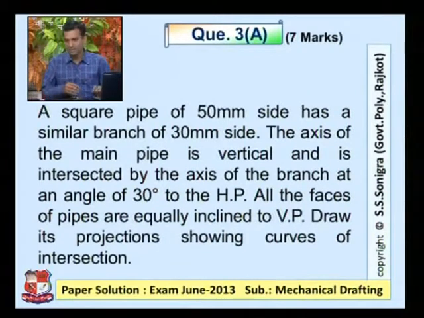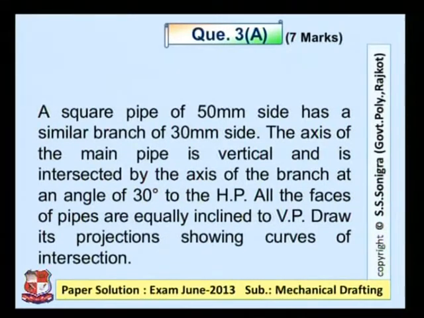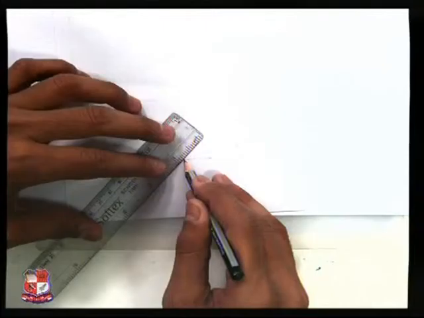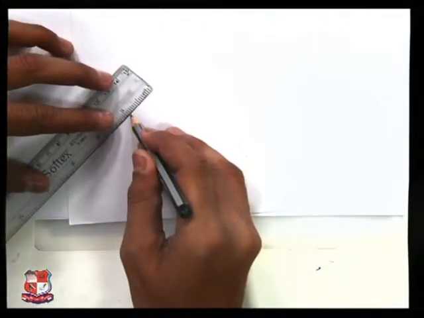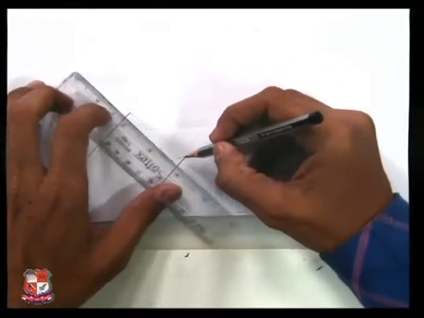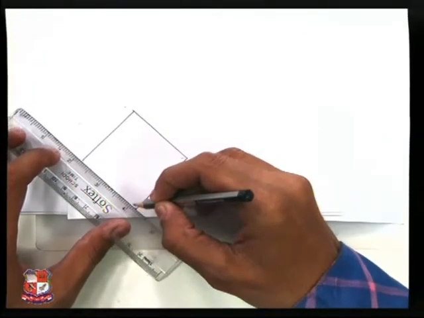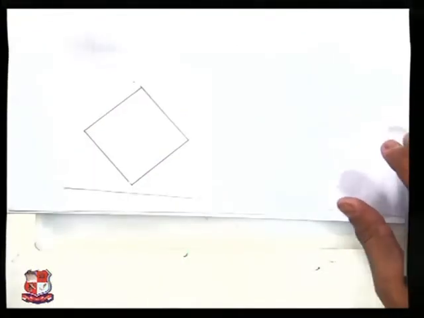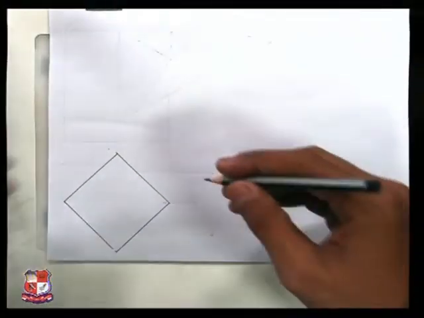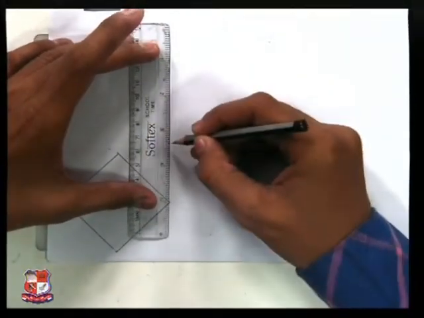Here square pipe is given to us like this. We will draw the actual problem. A square pipe with side length known to us like this. A square pipe makes an equal angle with HP or XY line or VP. So draw a square like this, such that all the faces make an angle of 45 degree with XY line, and its front view would appear like this.